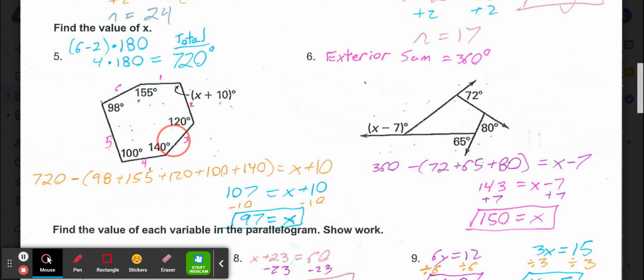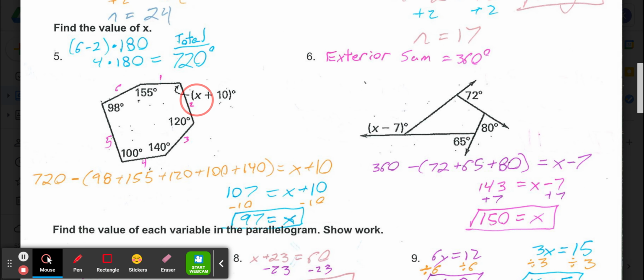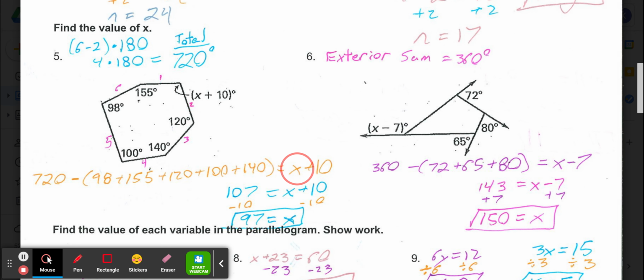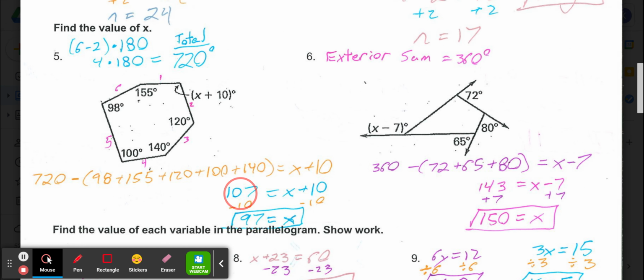Now they already gave us 5 different angle measures, and we're trying to find x, which is part of the 6th angle. So if I do 720 minus all the angles we know added up, that will leave us with the measurement of our missing angle, which is x plus 10. So 720 minus all these angles added up is 107. So 107 equals x plus 10, our missing angle. Subtract 10 from each side, and that tells us x is 97.